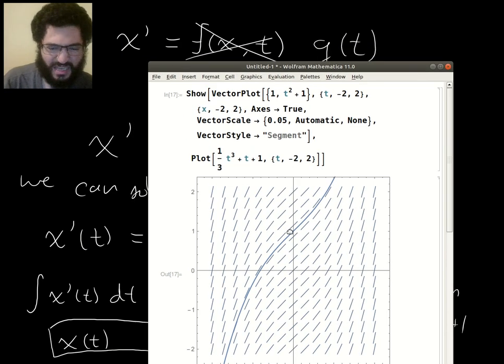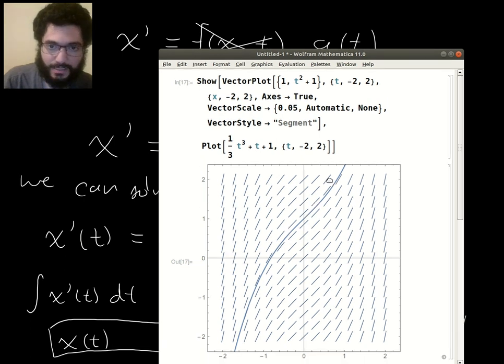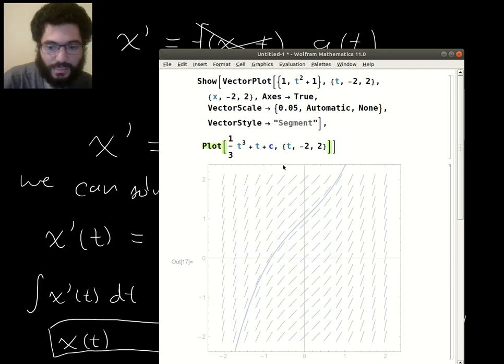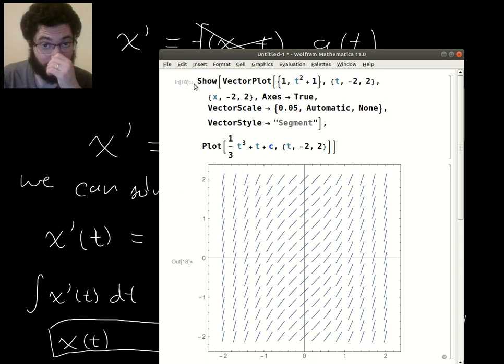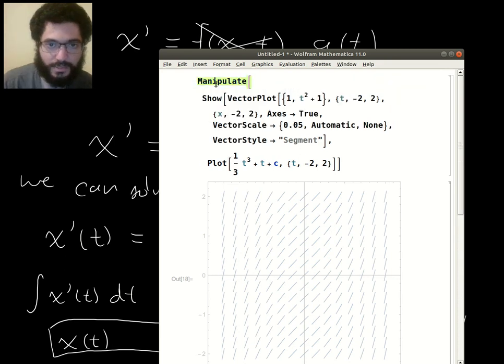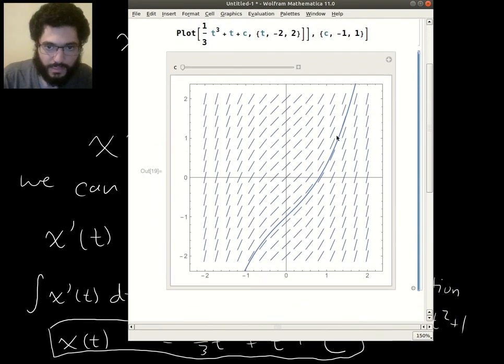Yep. So you see this line is my solution, and you can see that anytime it is about to touch a line segment, it looks like it would touch tangentially. So that's nice. And let me stick a c here. Now if I plot this, the solution has disappeared because it does not know what c is. However, I can create a nice manipulate bar and let c vary from -1 to 1, say. Then let's watch it play out.